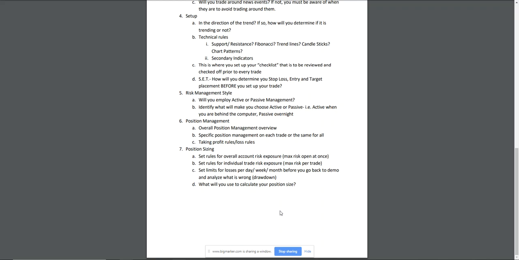All you have to do is Google position size calculator. It'll come up. It'll show you exactly what you need to plug in. And you can keep your risk percentage every single trade at the same level. And that's done with your position size calculator. Right, so that needs to be in your trading plan. Everything here needs to be in your trading plan.